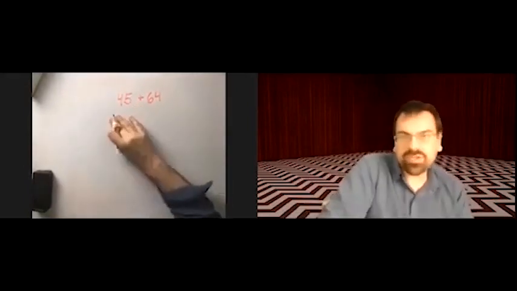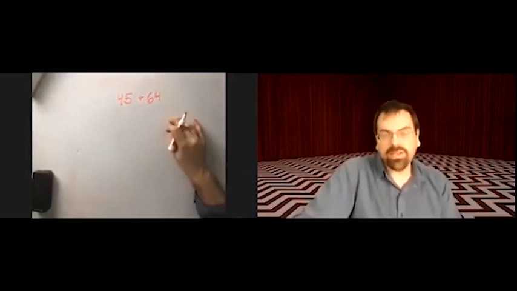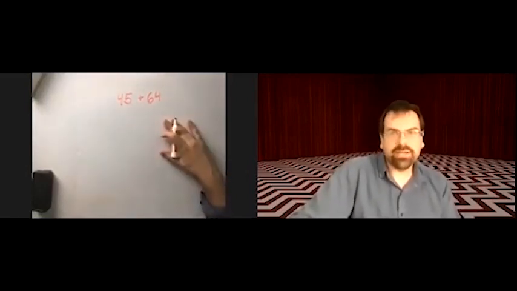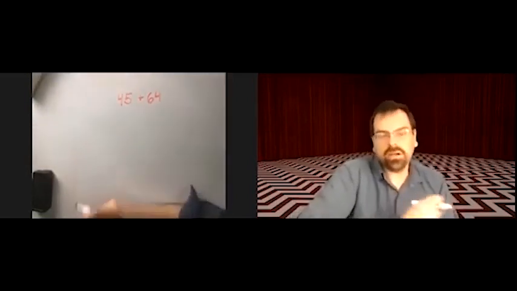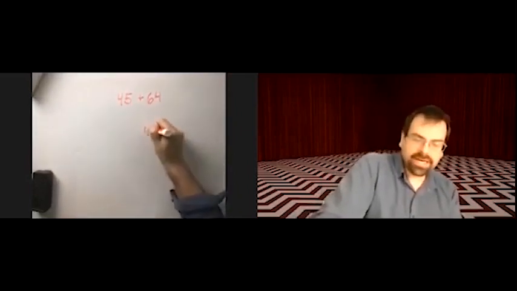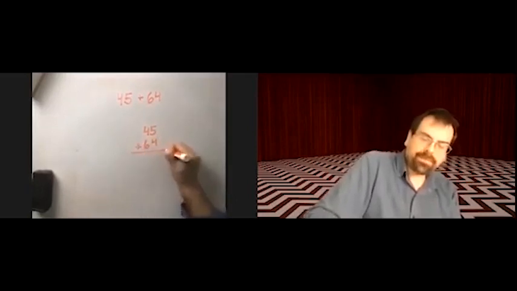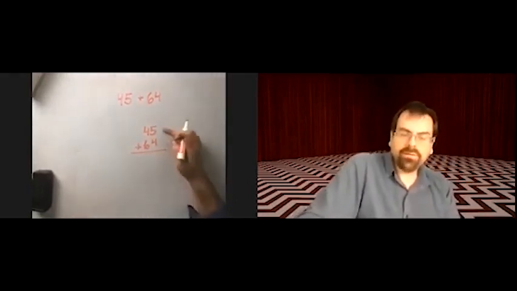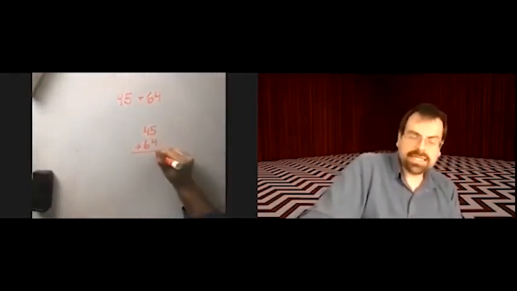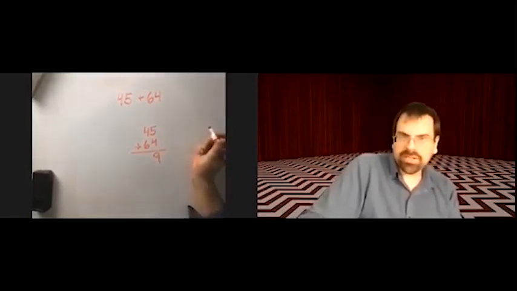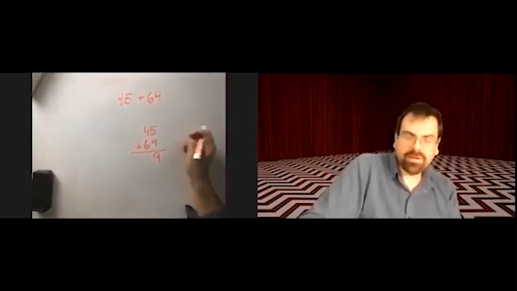When we see addition written horizontally, don't try to do the work this way. How did we just learn how to do it? Columns. So write it in a column. 5 plus 4 is 9. I'm not hiding with the eraser anymore. One column at a time.